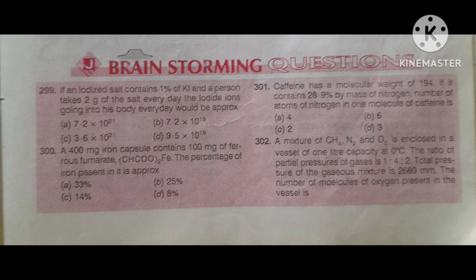Now again I am reading the question one more time, you might have forgotten. Caffeine has a molecular weight of 194. If it contains 28.9% by mass of nitrogen, the number of atoms of nitrogen present in one molecule of caffeine is: first option 4, second option 6, third option 2, fourth option 3. Okay, just think.